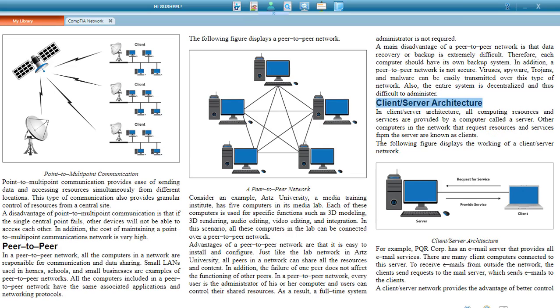Client/server architecture. In client/server architecture, all computing resources and services are provided by a computer called a server. Other computers in the network that request resources and services from the server are known as clients. The following figure displays the working of a client/server network. For example, PQR Corp has an email server that provides all email services. There are many client computers connected to this server.